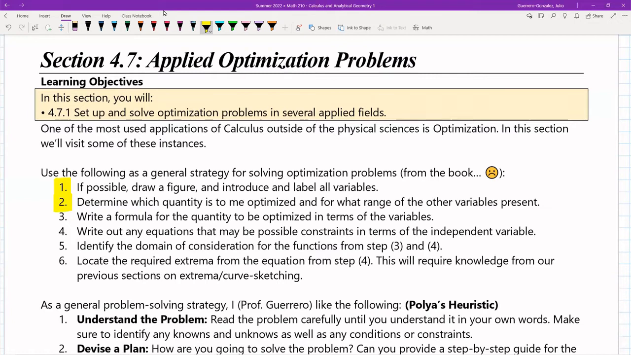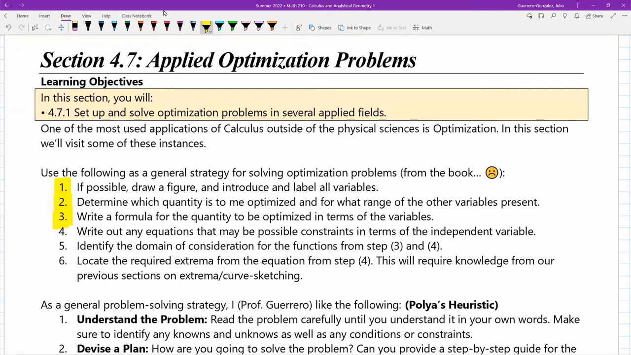Step 2 is determine what quantity needs to be optimized, and for what range of the other variables present. So if you need to optimize the length, make sure you can identify that this L, this length, is the thing that I'm going to be optimizing. Step 3, write a formula for the quantity that needs to be optimized in terms of the variables. Within our scenarios, there's going to be something that we need to optimize, whether it be maximized or minimized, one of the two. Make sure you can identify whatever that is.